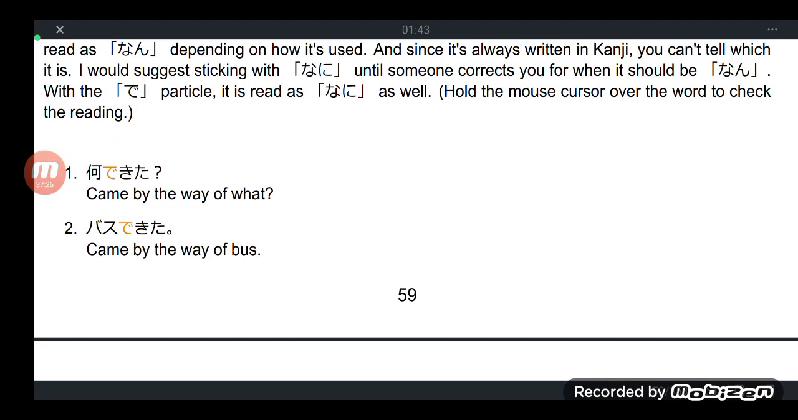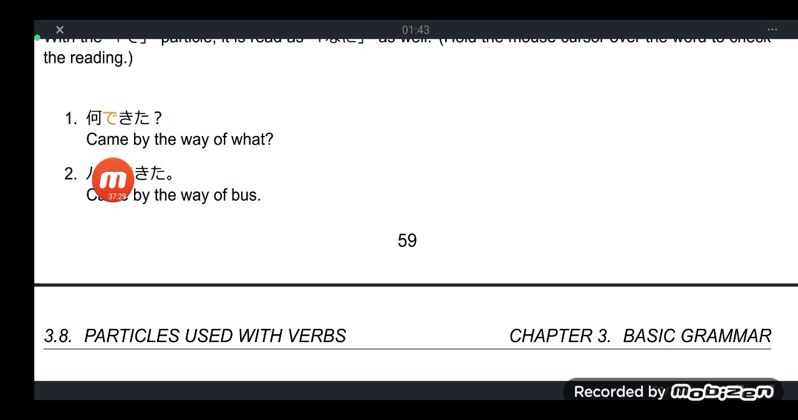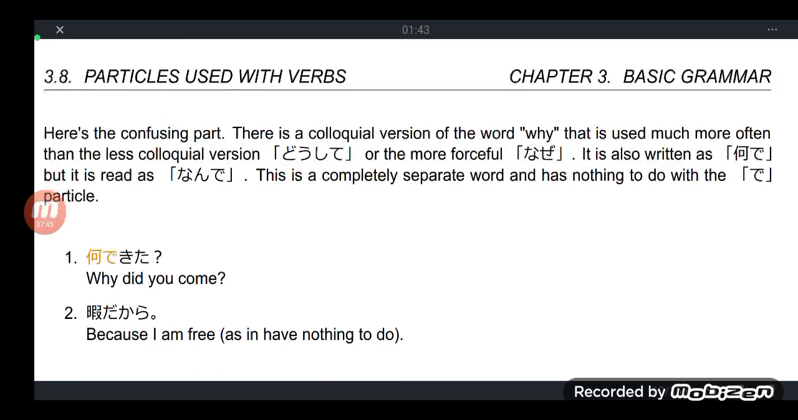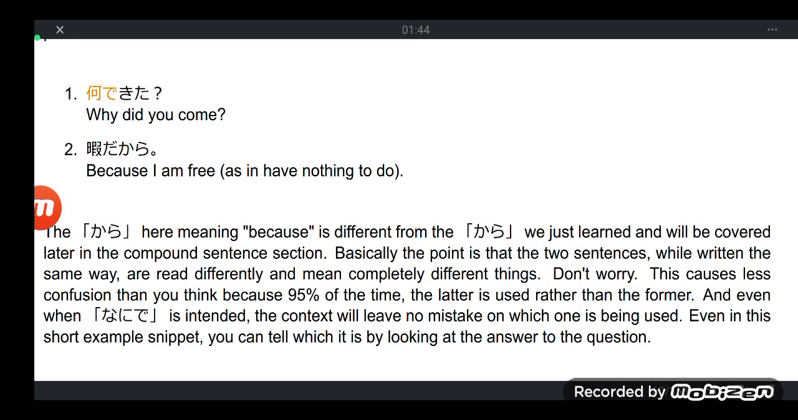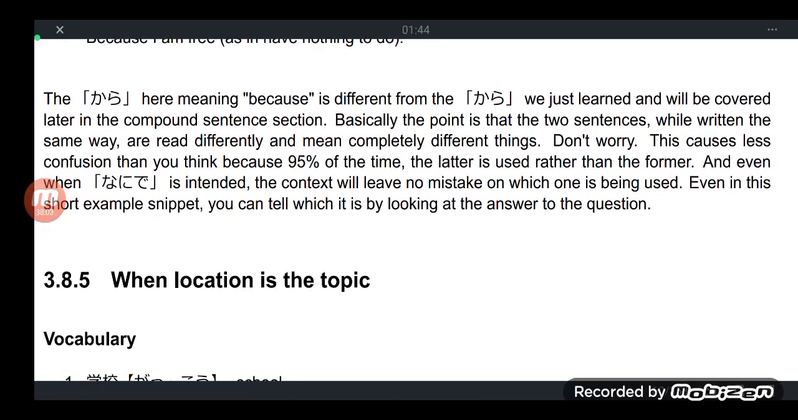So okay. Just like here, came by what way? Came by the way of what? Nani de kita. Came by the way of what? So this is not nande but nani de. Basu de kita. So this is what I mean by the question type of nani de. So nande kita, why did you come? Nande kita. Hima dakara, because I have nothing to do, because it's my free time.